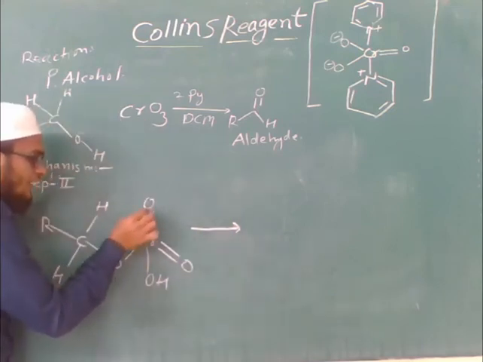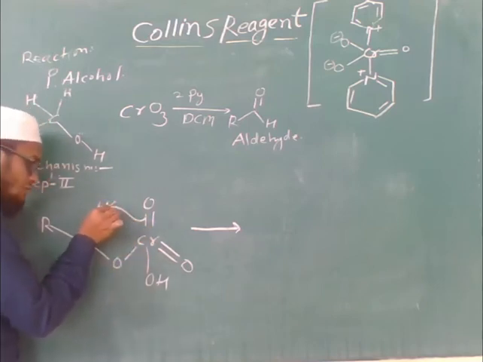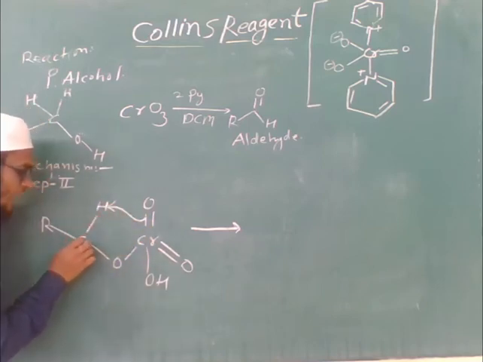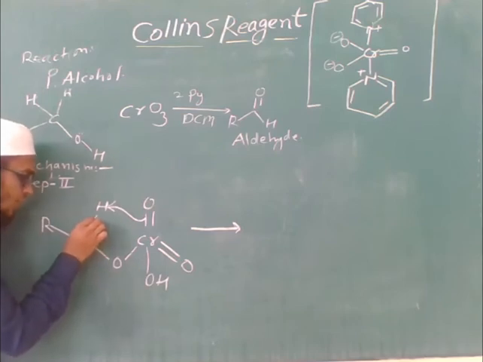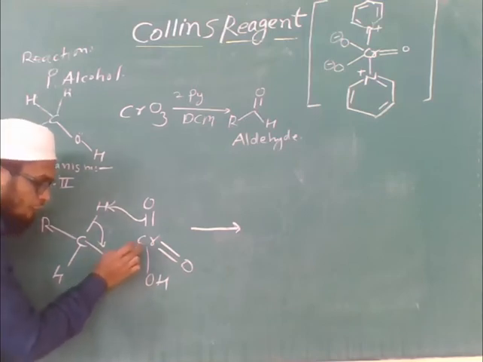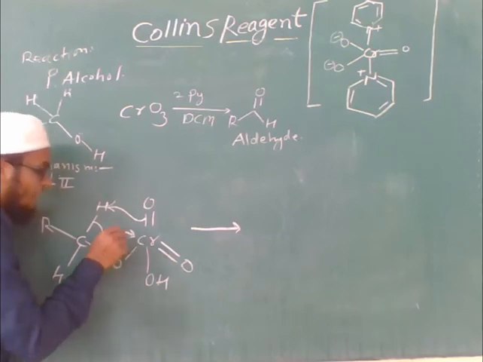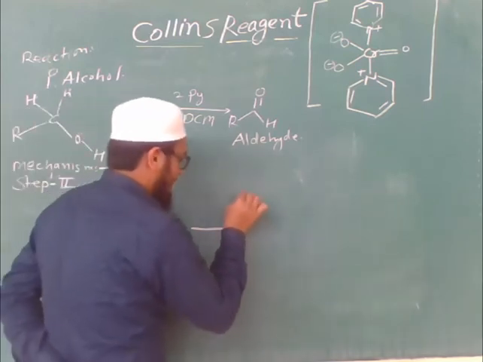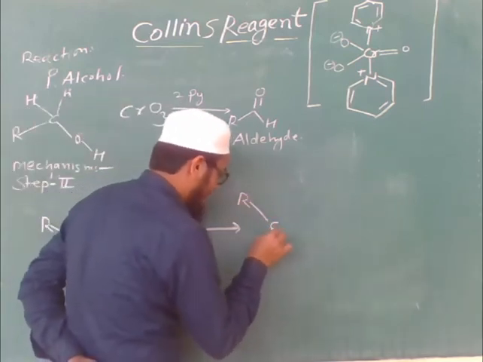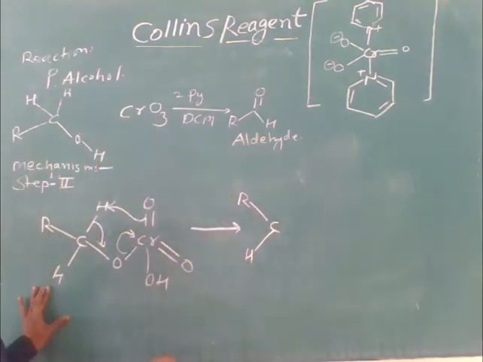So this oxygen-chromium bond electron, what will it do? It will attack this hydrogen. This hydrogen will lose the carbon-hydrogen bond electrons towards the carbon-oxygen bond, and it will make a carbonyl group. The electrons of the chromium-oxygen bond will move towards chromium, and what will I get? I will get R, single bond H. This one H is as it is.